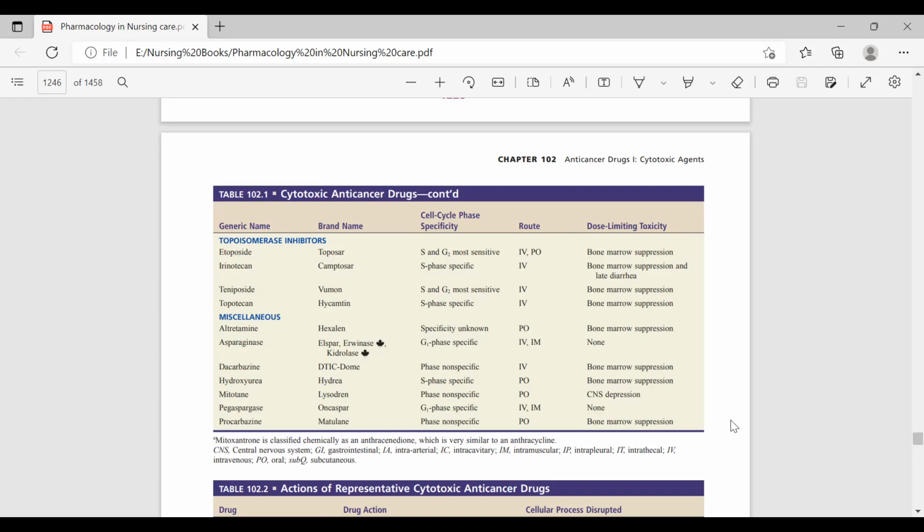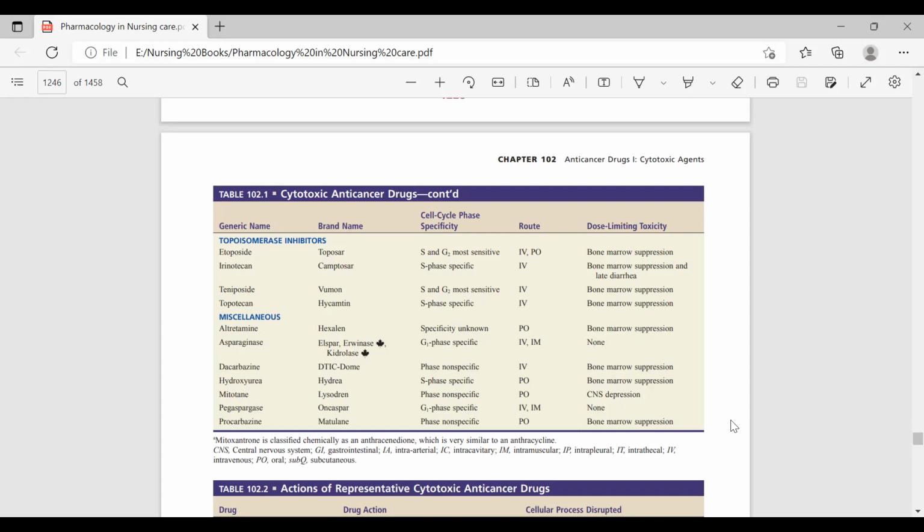Bone marrow suppression is the dose limiting toxicity, while in case of asparaginase it is G1 phase specific, available in IV and IM route, and there is no specific dose limiting toxicity, while other adversities, that is diarrhea or GI upset, are observed. Dacarbazine is phase non-specific, available in IV form. Hydroxyurea is S phase specific, available in per oral form. Both have the dose-limiting toxicity of bone marrow suppression, while mitotane is phase non-specific.